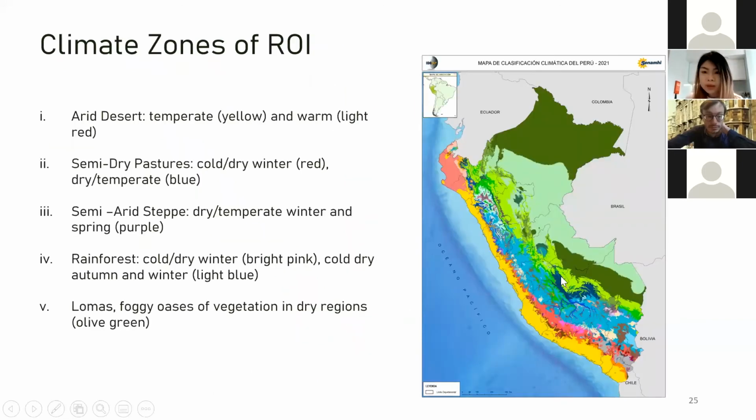And we'll look at this in the context of the climate zones of Peru.